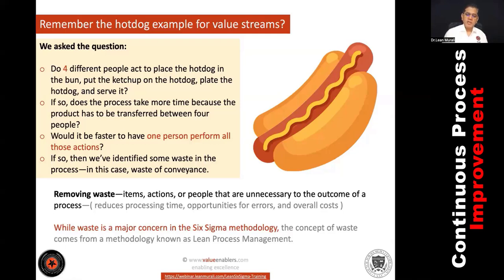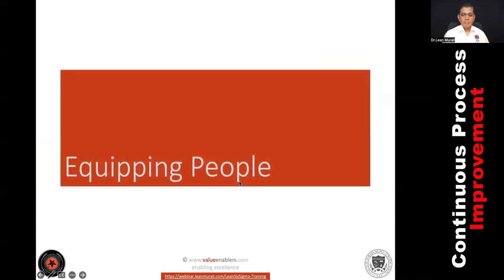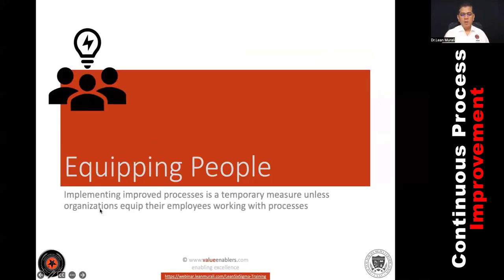So waste is a major concern in Six Sigma methodology. The concept of reducing the waste comes primarily from lean process management, okay? Now, we spoke about variation, we spoke about reducing waste. Now we are talking about equipping people. People are very, very important assets. Implementing an improved process is a temporary measure unless you equip people.